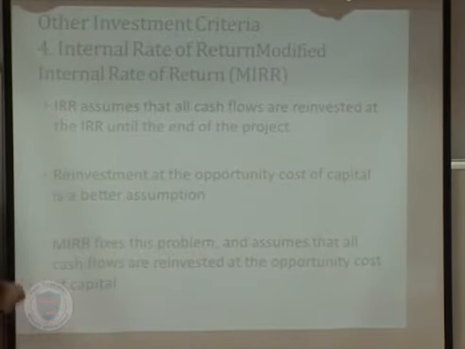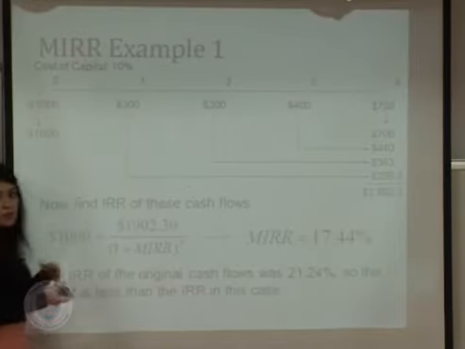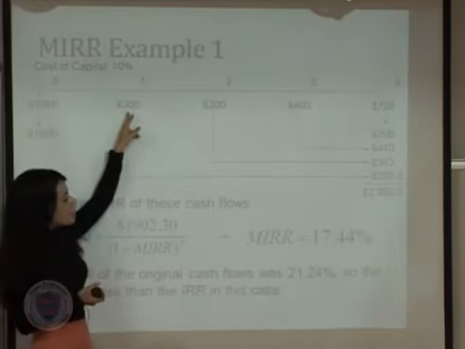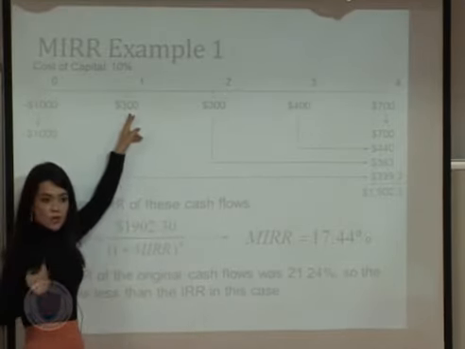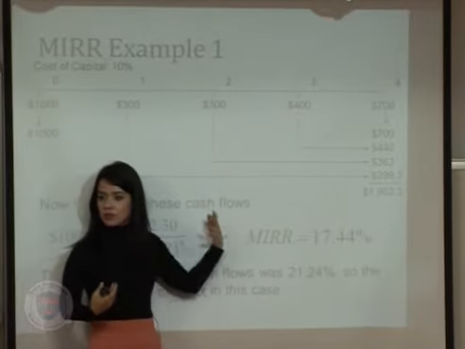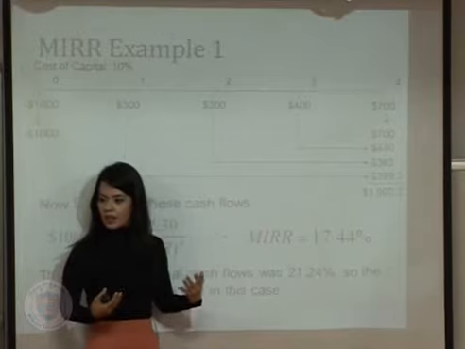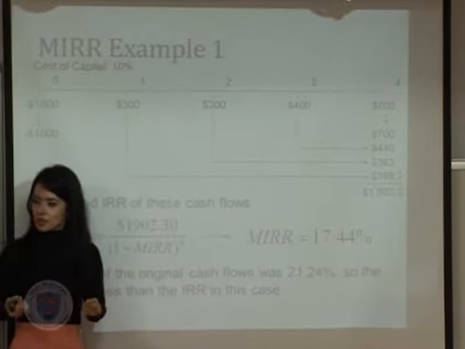Reinvestment at the opportunity cost of capital is a better assumption. What do we do here? Here we are growing this 300 at 10%, which means we're assuming that we are reinvesting this 300 at the 10% opportunity cost of capital in the economy. So MIRR has a more realistic assumption.